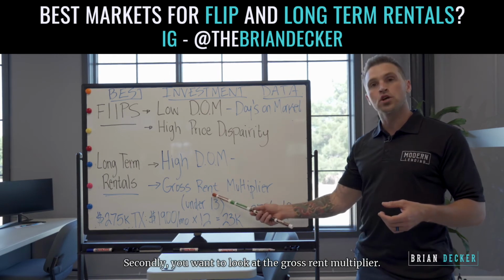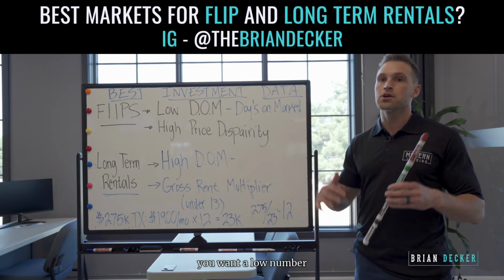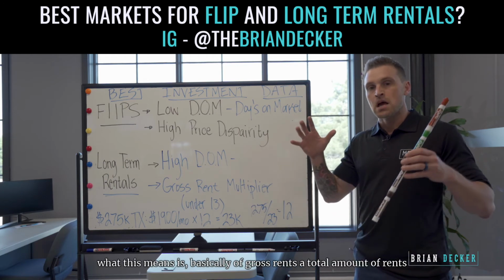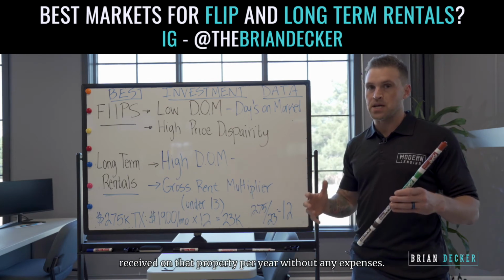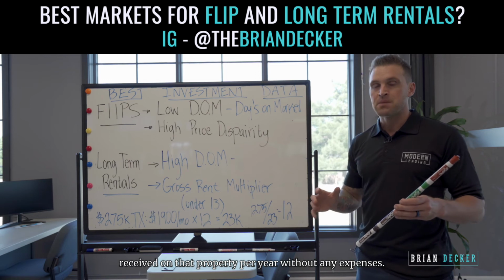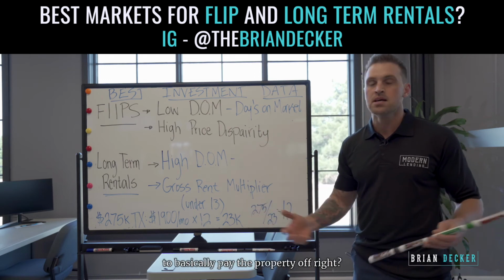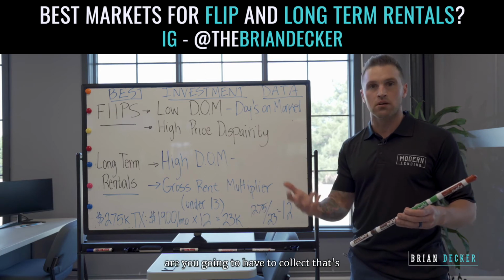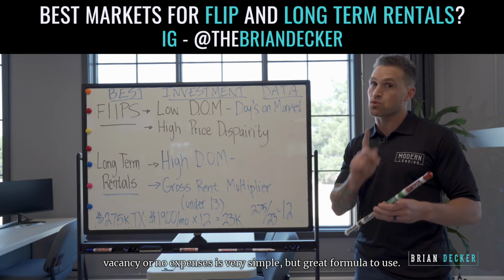Secondly, you want to look at the gross rent multiplier. Now the gross rent multiplier, you don't want a high number, you want a low number. What this means is, basically, of gross rents, the total amount of rents received on that property per year without any expenses, how long will the rents take to pay the property off? How many years of annual rents are you going to have to collect to pay the property off, assuming there's no vacancy or expenses? Very simple but great formula to use.